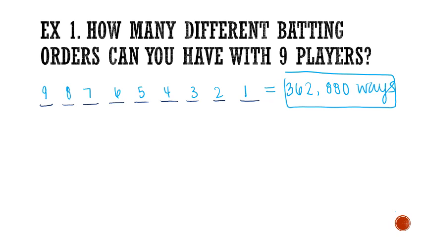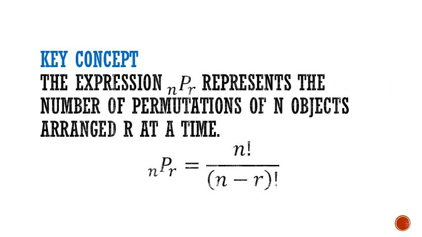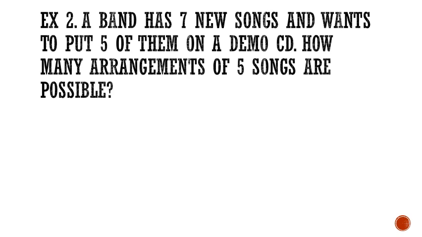Now, if let's say you want to do 10 or maybe even 15 different people and rearrange them, this might get a little too hard, but we have key concepts. So the expression nPr represents the number of permutations of n objects arranged r at a time. So we have this formula right here, so you want to copy that down and write it on your notes. And let's go ahead and use that formula.